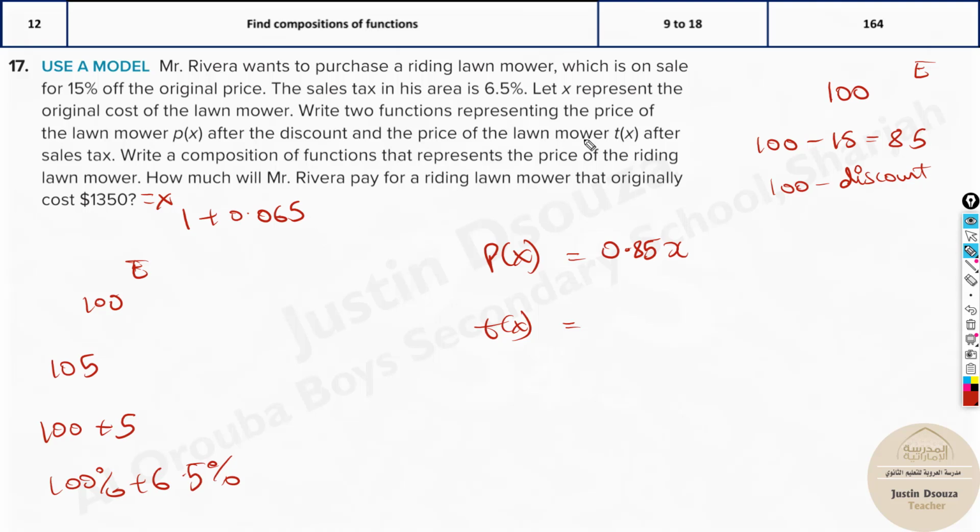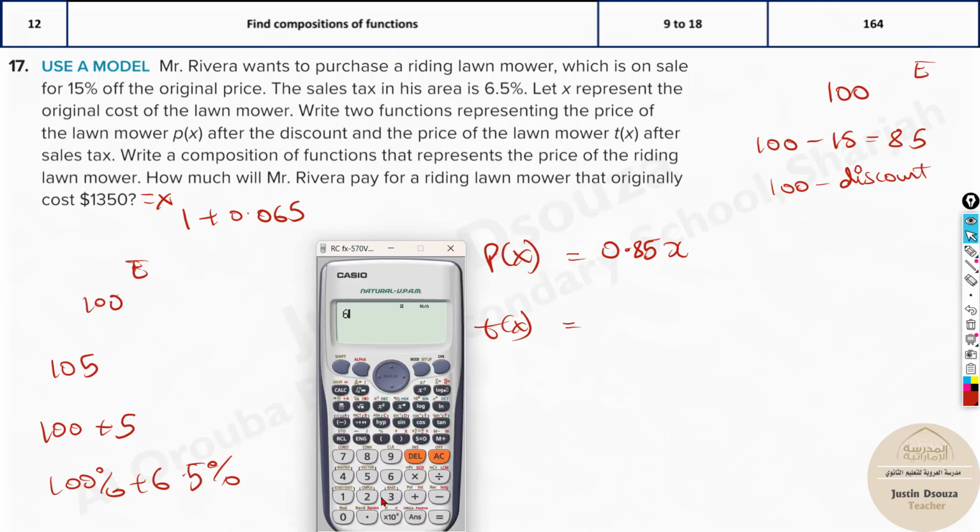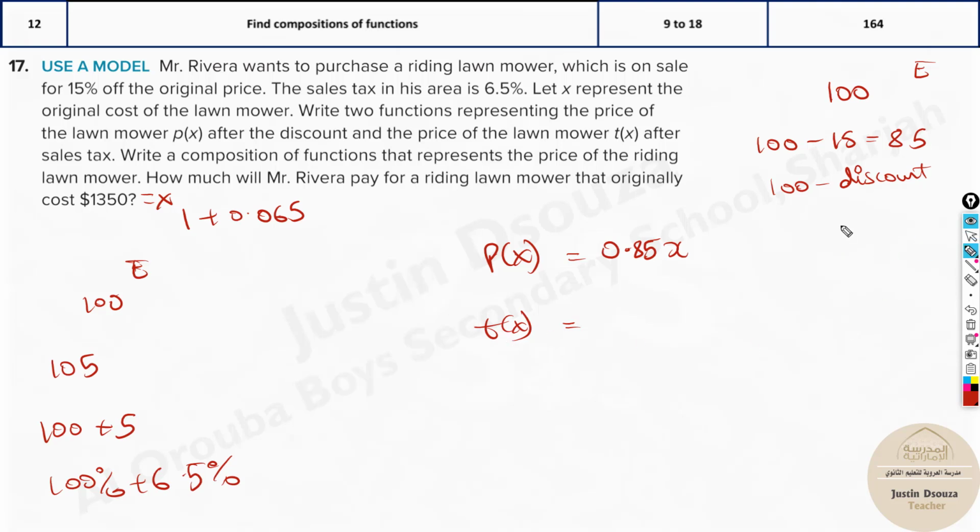I'll show you how to calculate that in the calculator. You can solve any percentage. Now right over here, 6.5. Where is the percent symbol? That's this over here. Shift and opening bracket gives you that. And over here, if you press equals, you get 0.065. Add 1 to it. Why? Because 100% is 100 divided by 100, it's 1. So the answer over here is 1.065. So the tax is 1.065 times X. So these are the two functions.